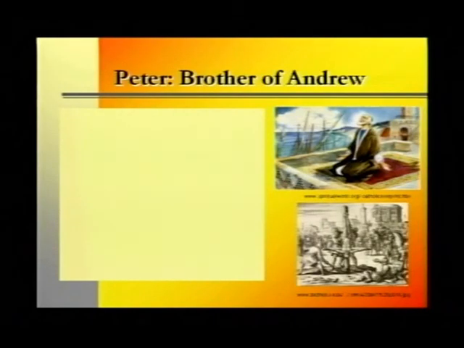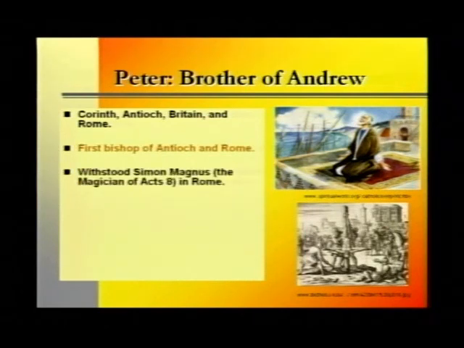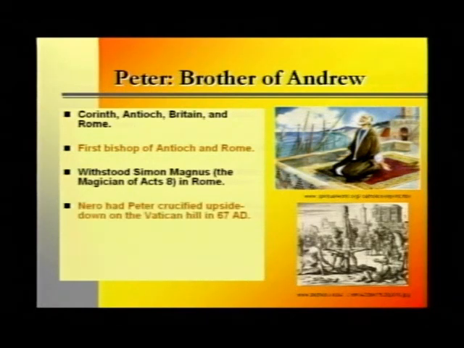Peter, the brother of Andrew. Well, of course, he had a huge ministry in Corinth, Antioch, Britain, and Rome. He was actually the first bishop, if you will, of Antioch and then of Rome. And he withstood Simon Magus, the magician that we see in Acts chapter 8, in Rome. And Nero had Peter crucified upside down on Vatican Hill in 67 A.D.